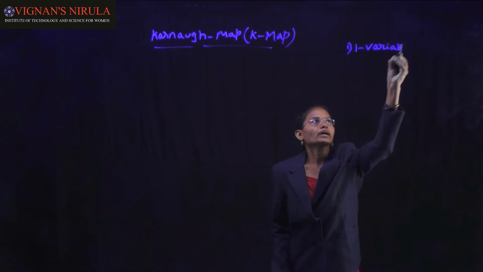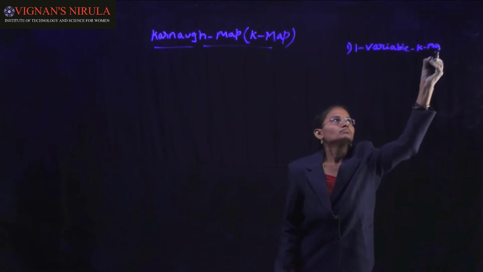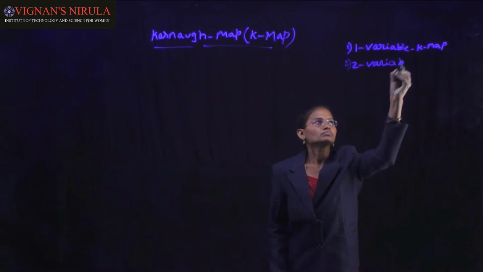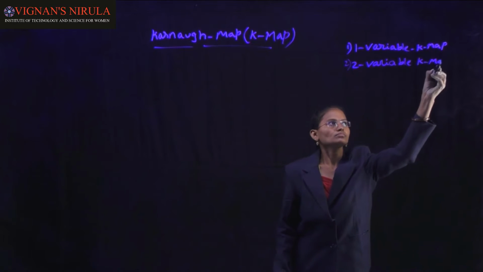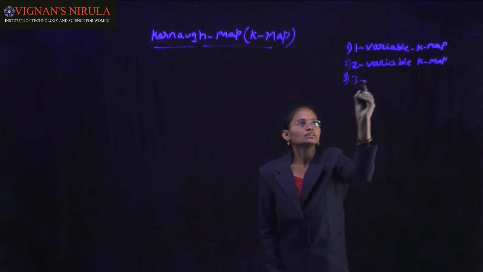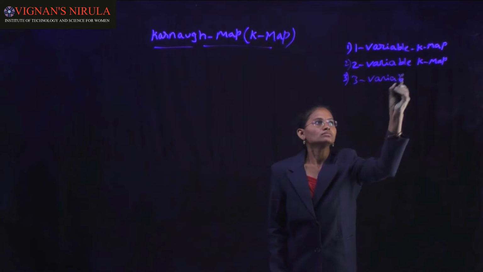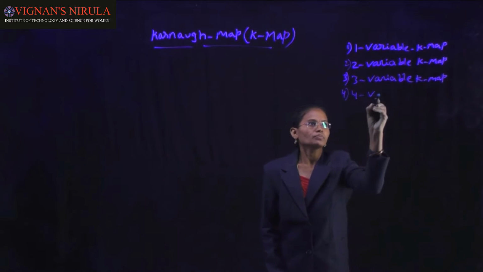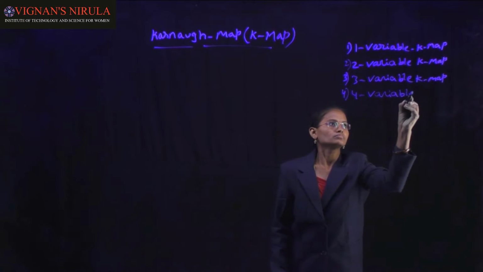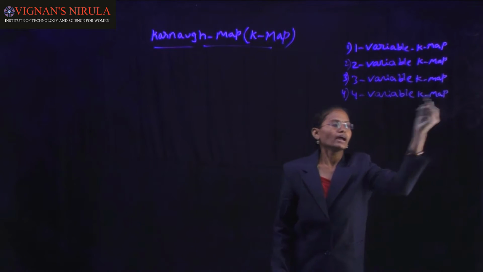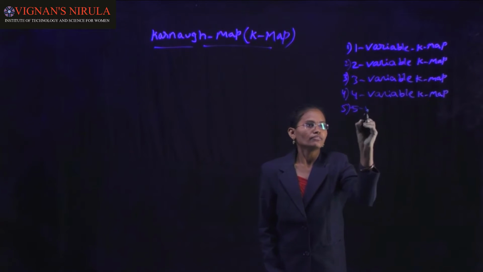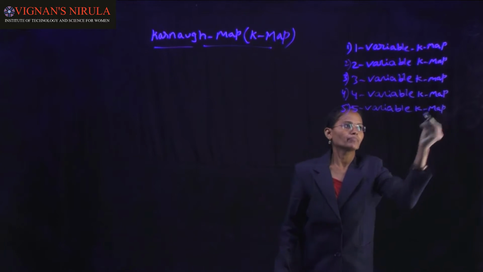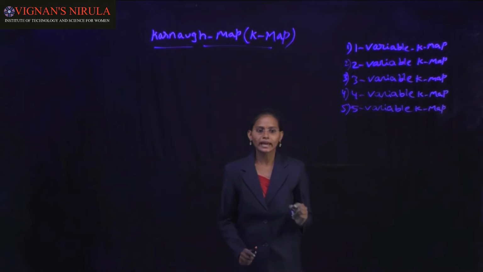first see the one variable K-map, and second one is the two variable K-map, and third one is the three variable K-map, and fourth one is the four variable K-map, and fifth one is the five variable K-map.